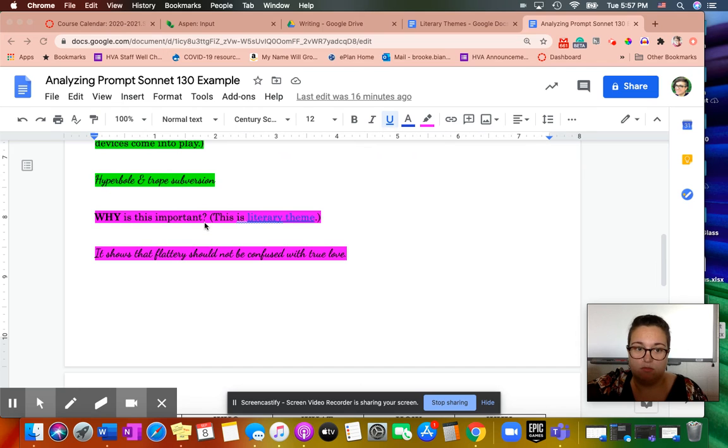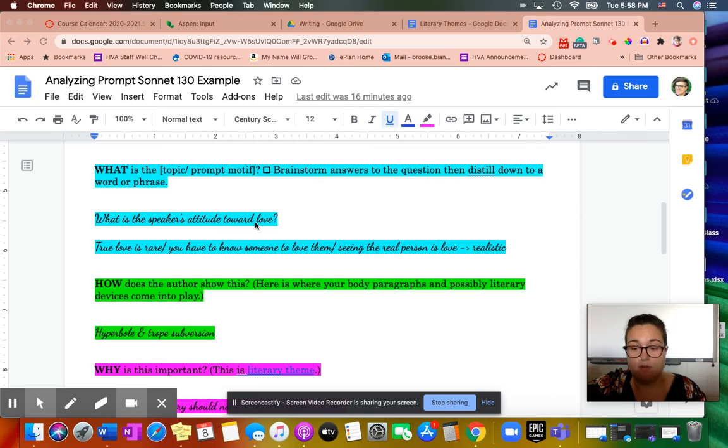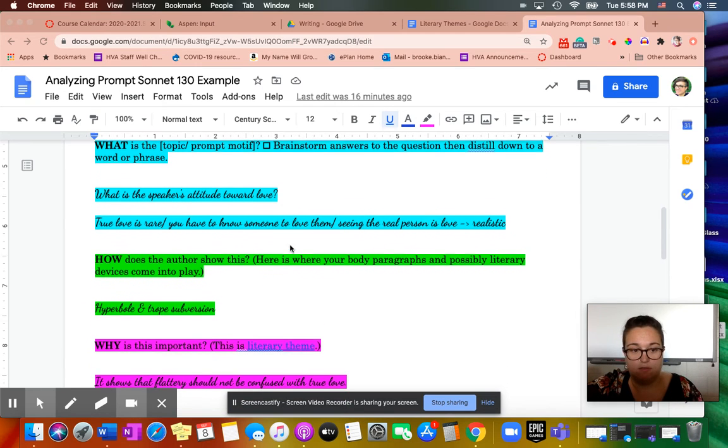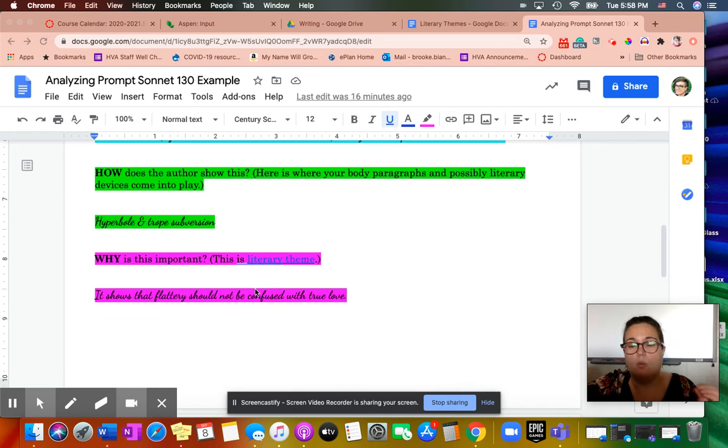So, this last one, why is it important? We have the answer, we have our interpretation, realistic attitude towards love, and how we're doing that, how Shakespeare does that through hyperbole and subversion. But now, why is it important? This is that extra step that really takes your essay above and beyond. So I actually have a link here to a document about literary theme. When it asks why is it important, it's really asking you how is this important to an overall theme in the poem or novel or whatever it is.